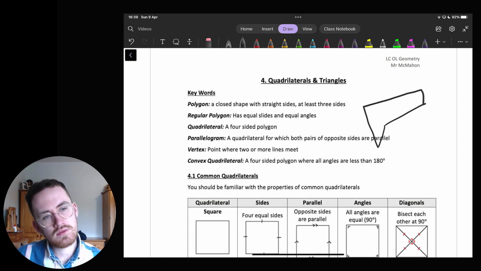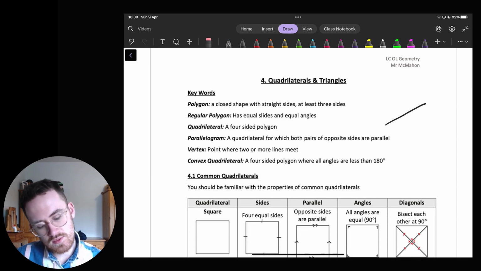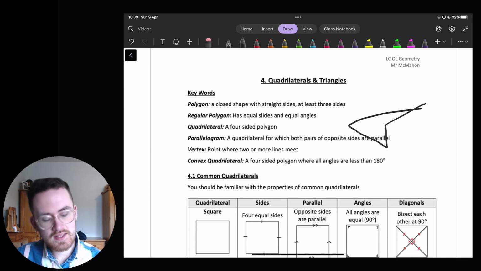Although more than three, 1, 2, 3, 4. Okay, let's get rid of one of the sides. So maybe something like that.